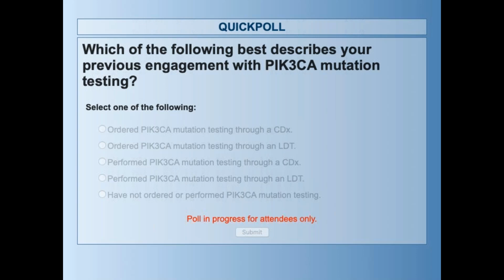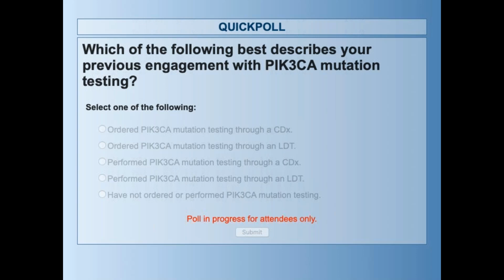Dr. Weiss, while the readers are responding here, you mentioned the difference between an LDT and a companion diagnostic. In your experience, are there a lot of LDTs in this field as well as the QIAGEN companion diagnostic?